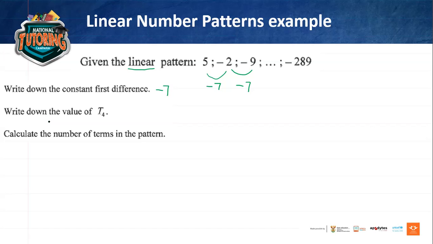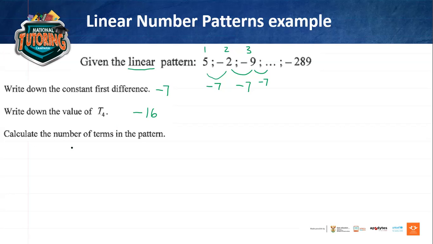Our second question, write down the value of T4. So we're asked to extend the pattern. We've got 5, -2, this is the first term, the second term, the third term. So they're asking for T4. So I'm going to take my -9 and subtract 7 to get T4, which is -16. So if I were to continue this pattern, I would subtract 7, which would give me the fourth term of the pattern. So -9 minus 7 to get T4.